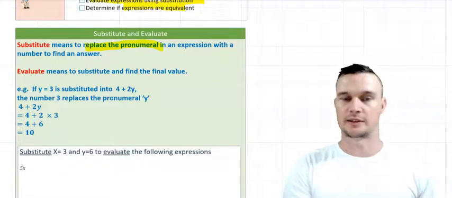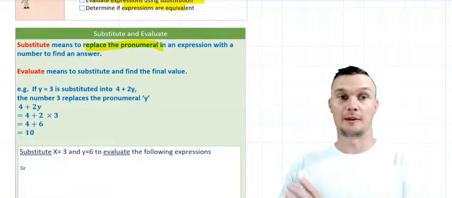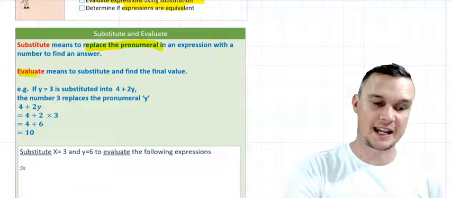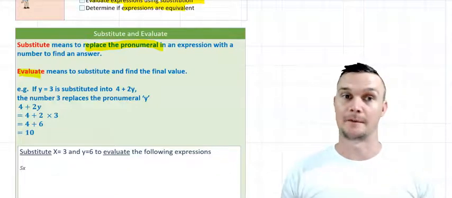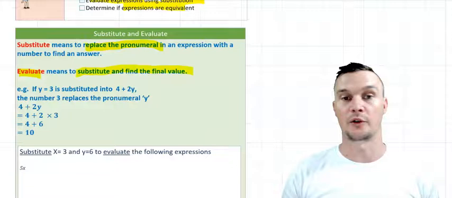So as it says there, once you've substituted, you replace the pronumeral in the expression, and then you use that number to find an answer. Effectively, finding the answer is what we call evaluating. So when it says evaluate, it means that you substitute and find the final value.